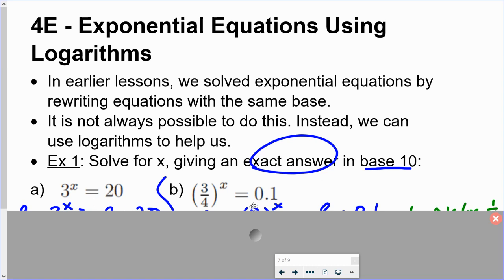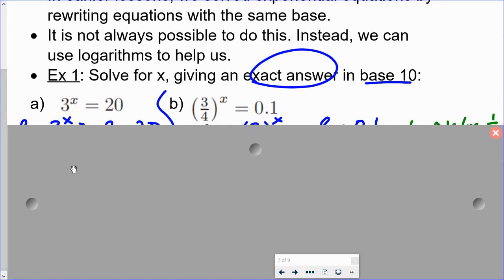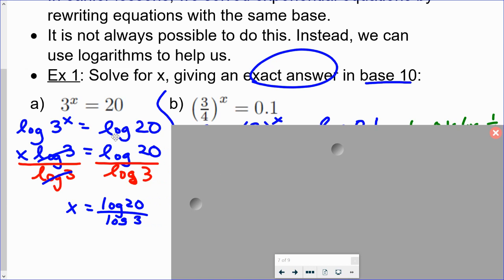So for example, I've got these expressions here where I want to solve for x, giving an exact answer in base 10. Now, I know that there's no exact whole number exponent that I can raise 3 to and get 20. So I know I'm going to have to use logarithms to help me. Okay, so I'm going to start by taking the log of both sides. When I do that, I can apply my log rules to bring that x down in front as a factor, and that gives me x log 3 equal to log 20.